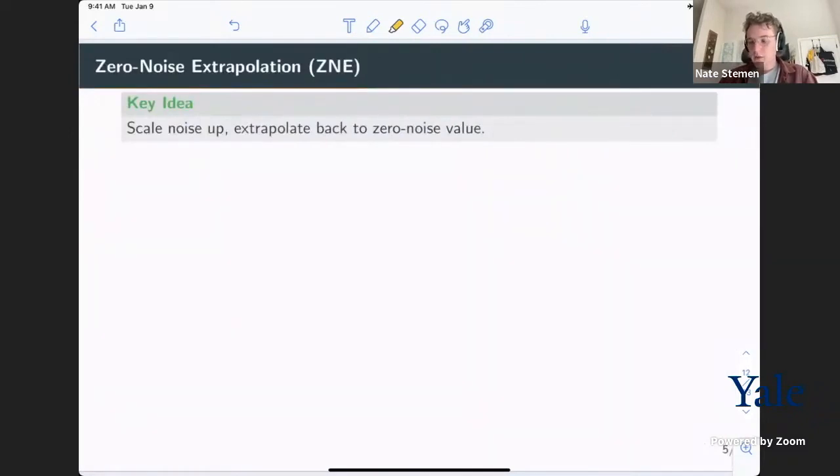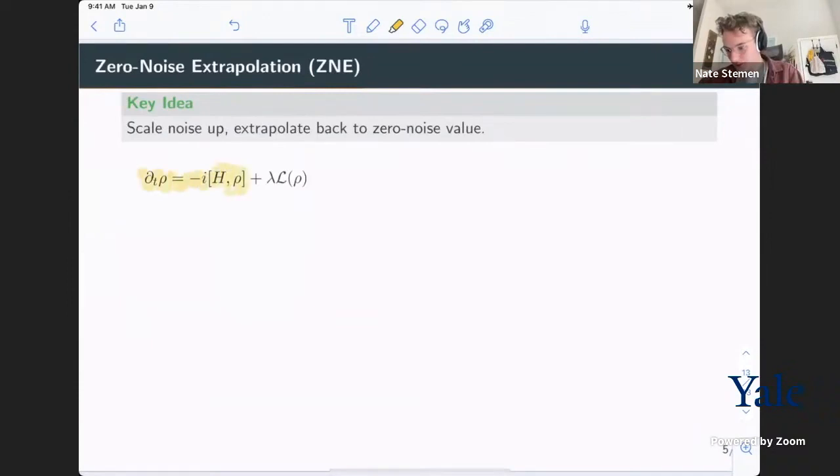So the key idea with zero noise extrapolation is, instead of trying to get rid of the error, pushing it to zero, why don't we just embrace that we have lots of error and make our computations worse at every step? And so if we can scale the noise up in some way, then maybe we can extrapolate back to a zero noise value.